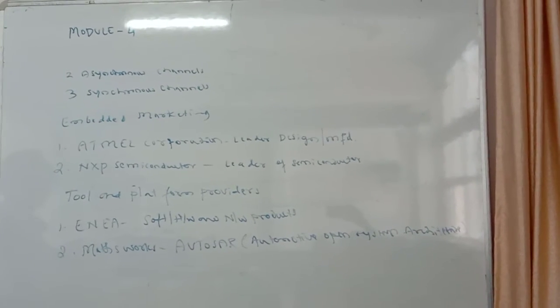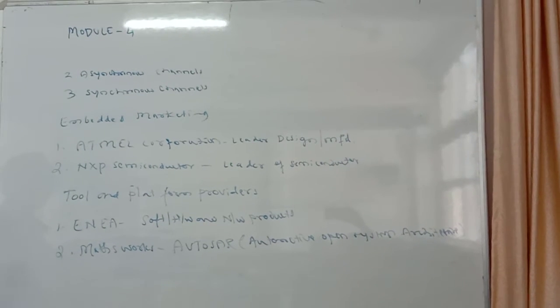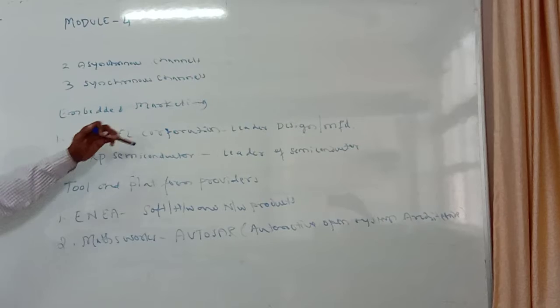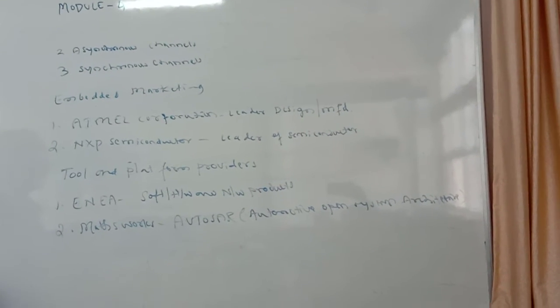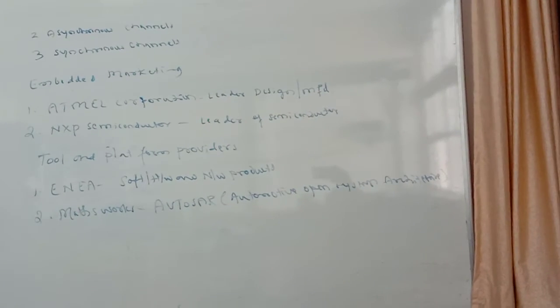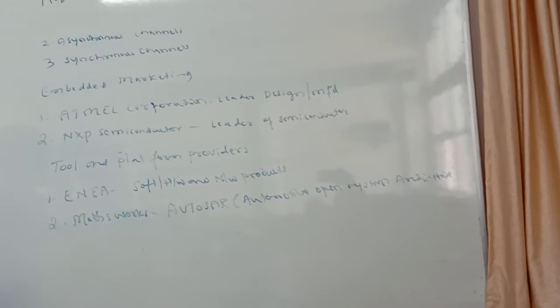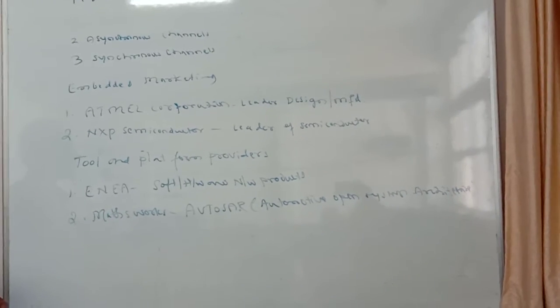But in embedded marketing, one of the standard international companies, number one, is Atmel. Atmel Corporation is the world leader in design and manufacturing of microcontrollers and embedded systems. They also provide design, development and manufacturing as well as marketing.